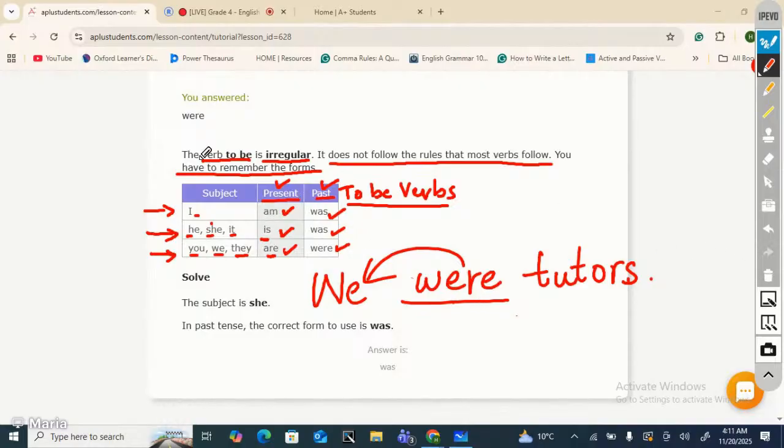I hope you understand verb to be, that is irregular. It does not follow the rules that most verbs follow. So you have to remember the forms.